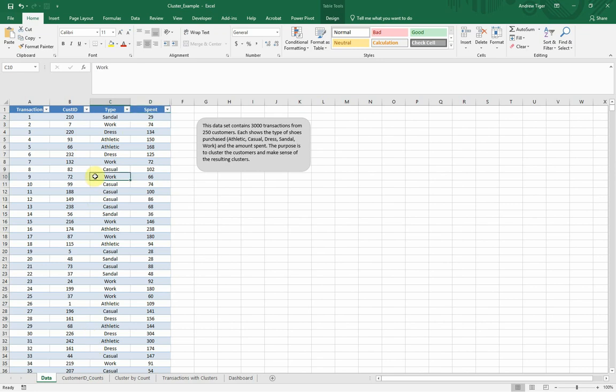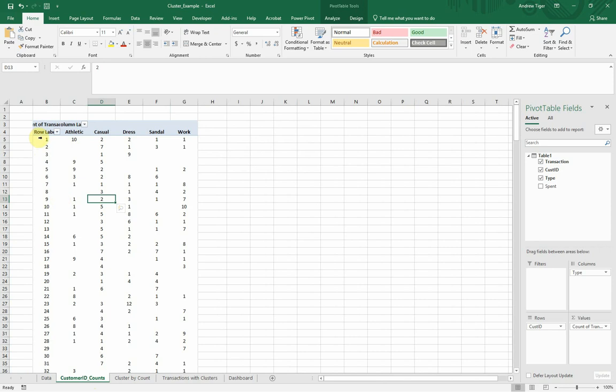So the first thing I did was build a pivot table from this, built a pivot table over here, and this is the customer ID, and you can see this particular person, of those 3,000 transactions, they had 10 times that this person bought athletic shoes, they bought casual shoes a little bit, but they obviously bought those. And then you look down at this customer, and they bought work shoes. So maybe this customer is very different than this customer. And how do we group these customers based on purchasing data?